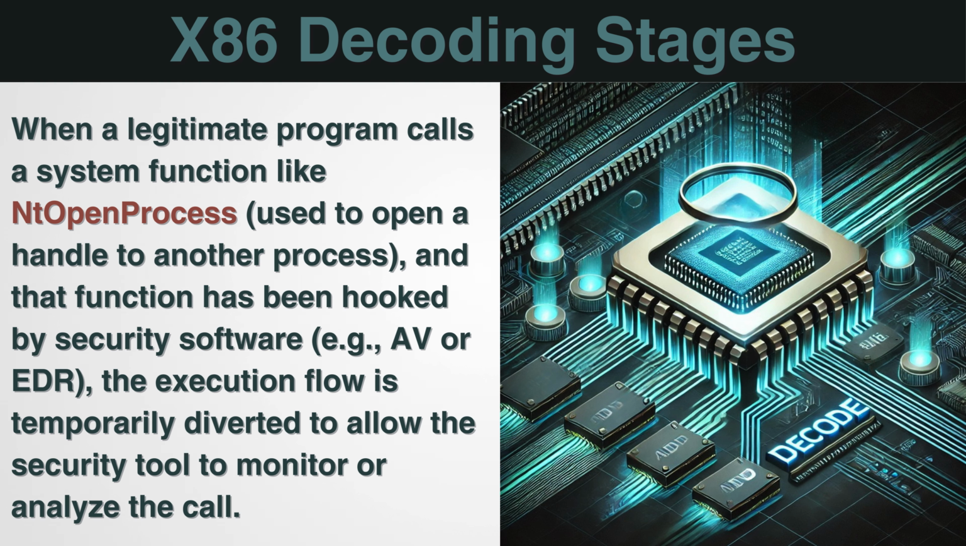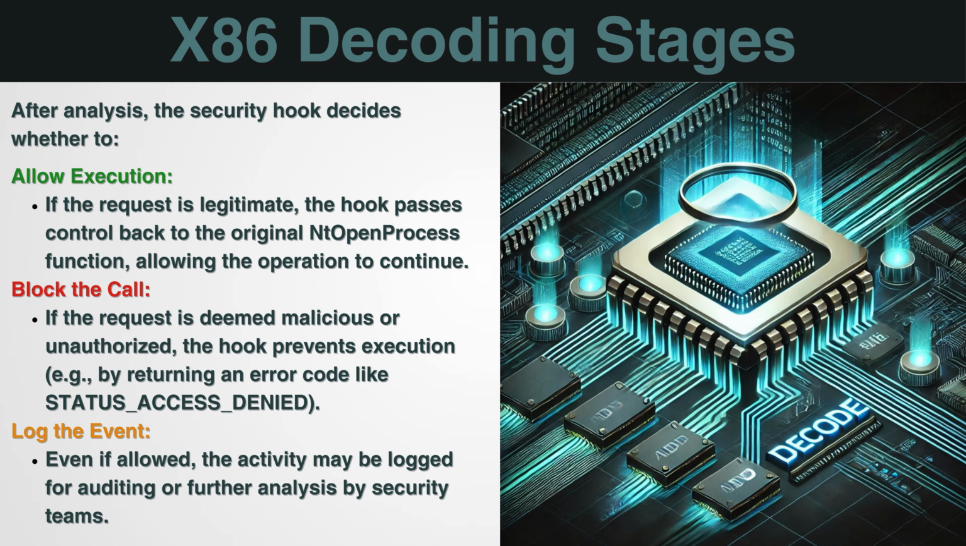When a legitimate program calls a system function like NtOpenProcess, the hooked version of the function intercepts the call and redirects execution to security monitoring code. If the activity is safe, the hook will pass the control back to the original function. If it's malicious, the hook blocks the operation, logs it, or alerts security personnel.